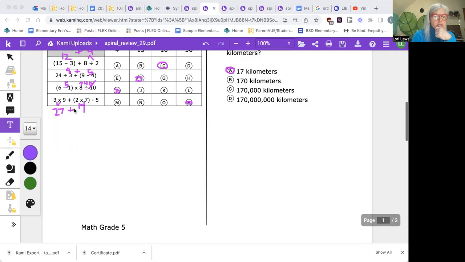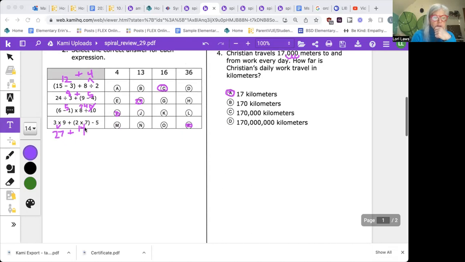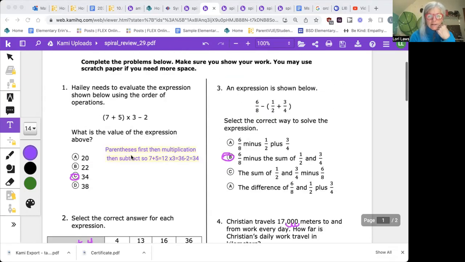2 times 7 is 14. Then you're going to do multiplication. 3 times 9 is 27. 27 and 14 is 41. Is that right? No, 36. That's not right. 37, 38, 39, 40, 41. Oh, minus 5. I forgot the minus 5 part. I'm like, that's not working.